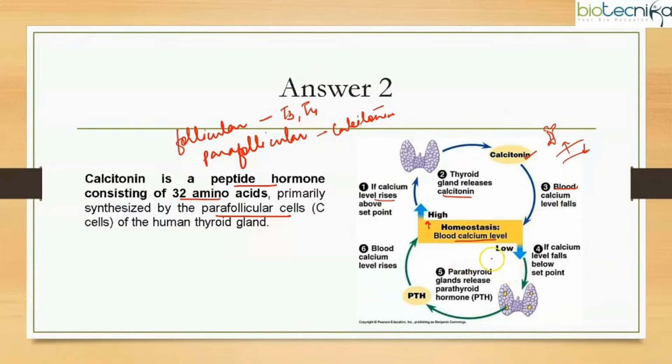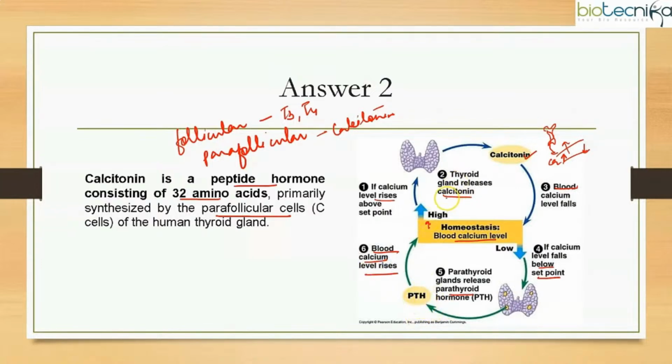And vice versa. Suppose the calcium level is less in the body, so the level falls below the set point. At that time, instead of calcitonin, the parathyroid gland, which is another gland present on top of the thyroid, releases the parathyroid hormone. This hormone works just the opposite of calcitonin. It does bone resorption, where the bones give off calcium. As a result, the calcium levels will increase in the blood. So blood calcium level rises when parathyroid hormone is released.